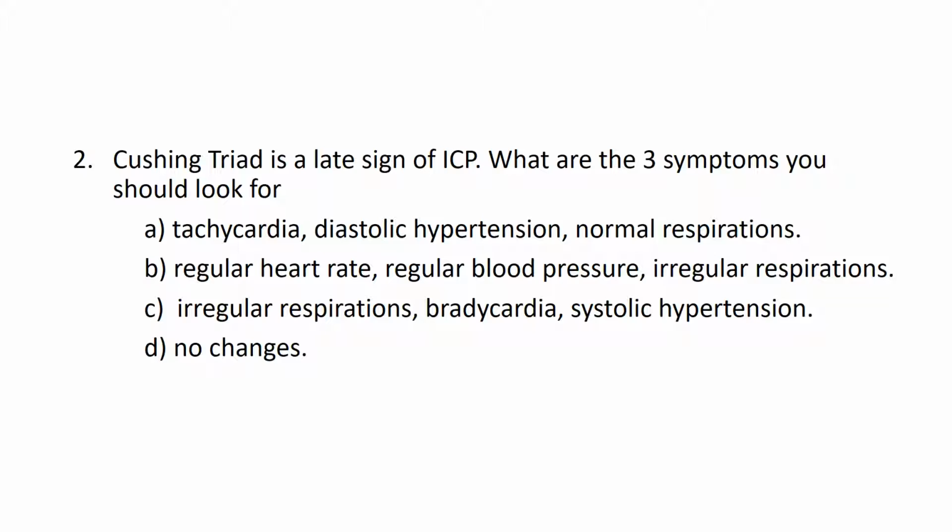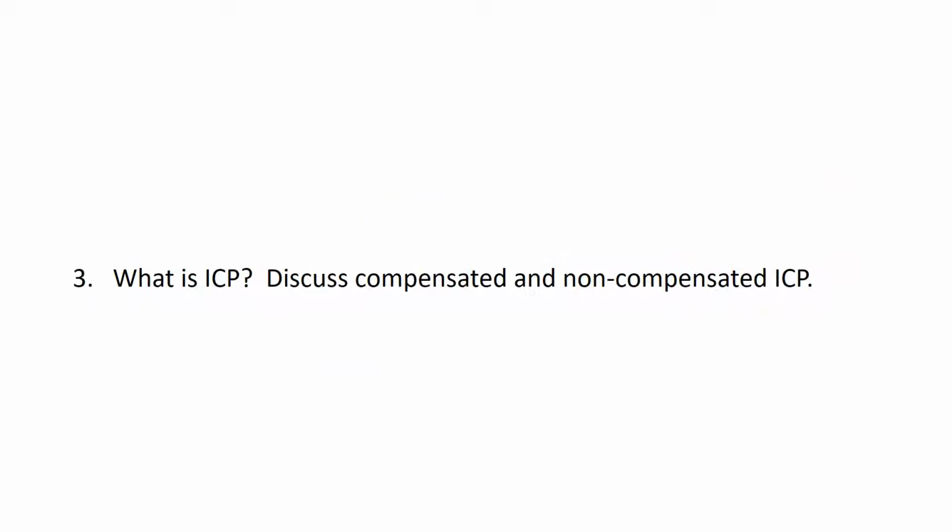Question 2: Cushing's triad is a late sign of intracranial pressure. What are the 3 symptoms you should look for? A, tachycardia, diastolic hypertension or normal respirations. B, regular heart rate, regular blood pressure or irregular respirations. Or C, irregular respirations, bradycardia or systolic hypertension. Or D, there are no changes at all. And the short answer question is, what is ICP, and discuss compensated and non-compensated ICP.